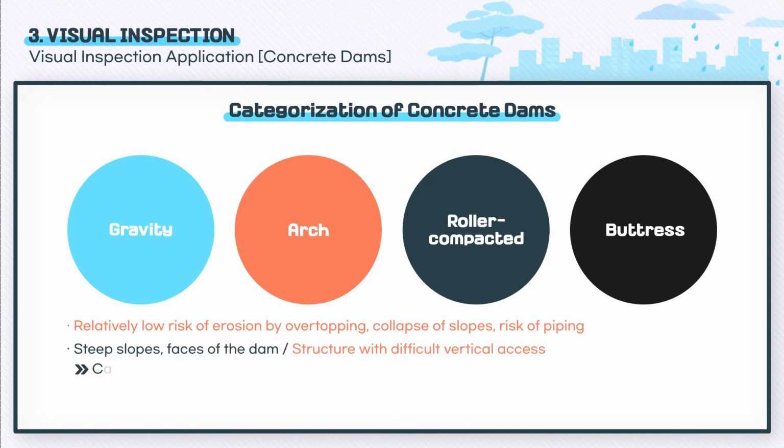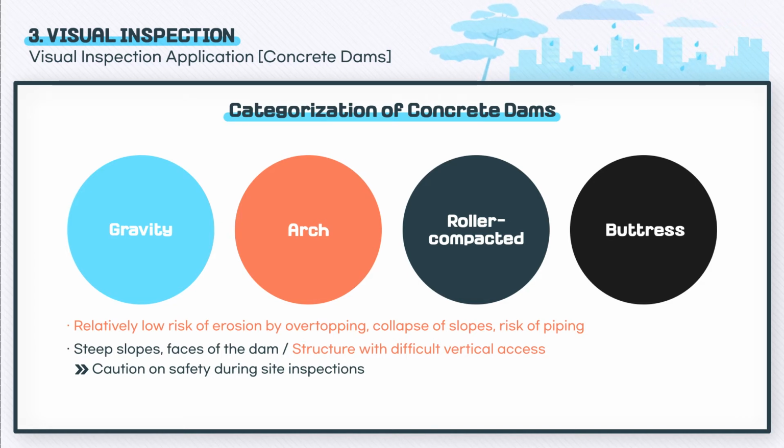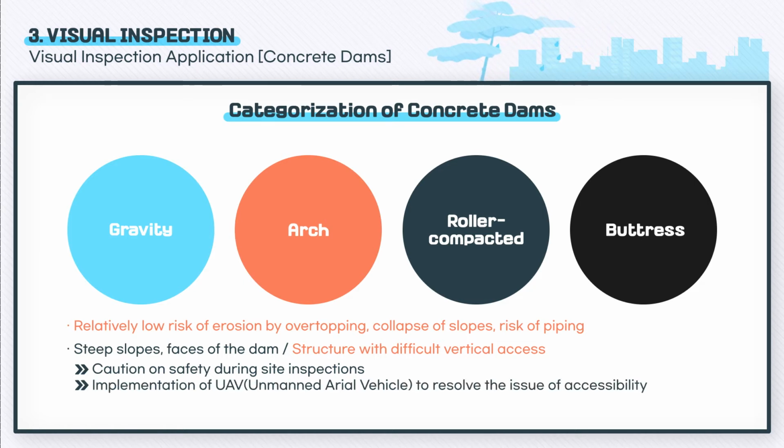Concrete dams also have a structure with steep slopes and faces, and difficult vertical access, and thus the safety of inspectors is of utmost importance during site inspections. In the past, rope access inspections were mostly conducted for site inspections, but recently, to resolve the problem of accessibility, devices such as UAV, unmanned aerial vehicle, are being applied.